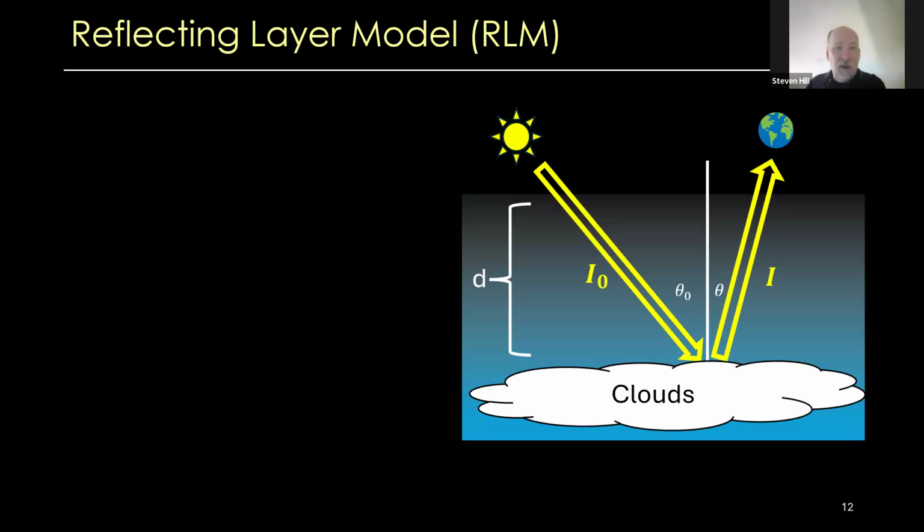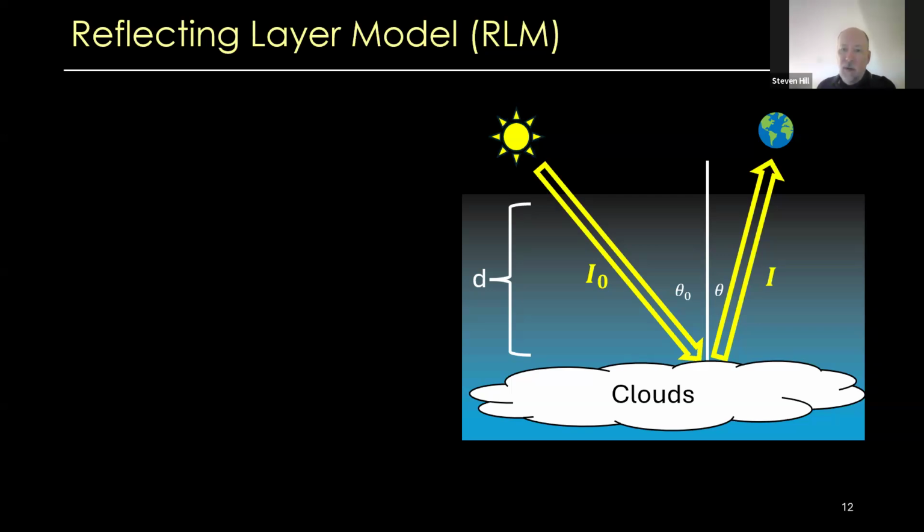This is your basic geometry. I assumed the simplest possible atmospheric and cloud model, a reflecting layer model. This assumes that a cloud's basically almost like a solid object that has a discrete reflecting top and no physical depth, so you're not dealing with multiple scattering.